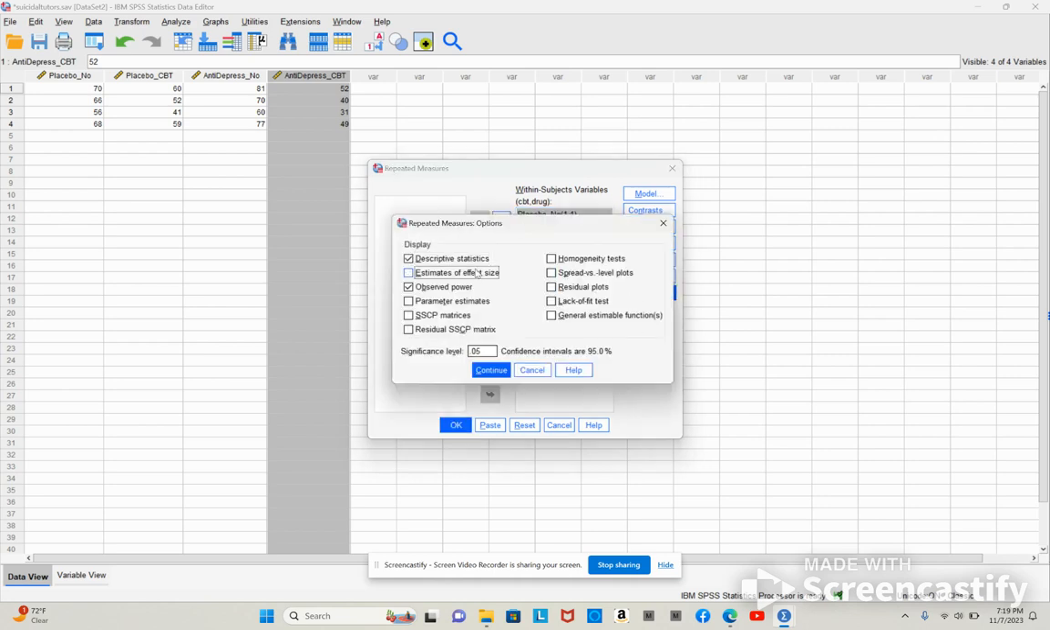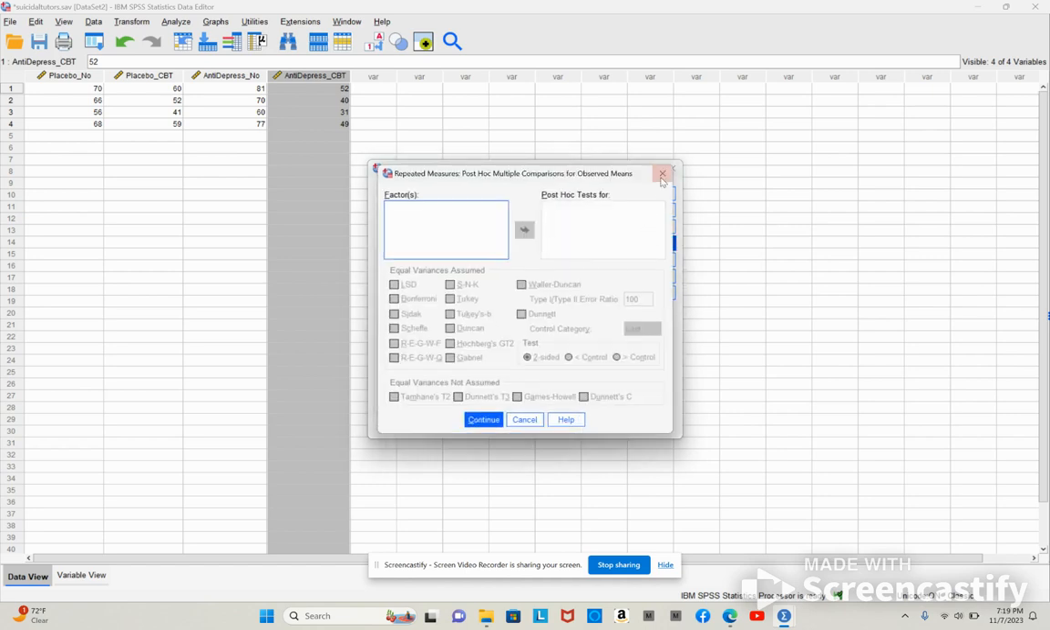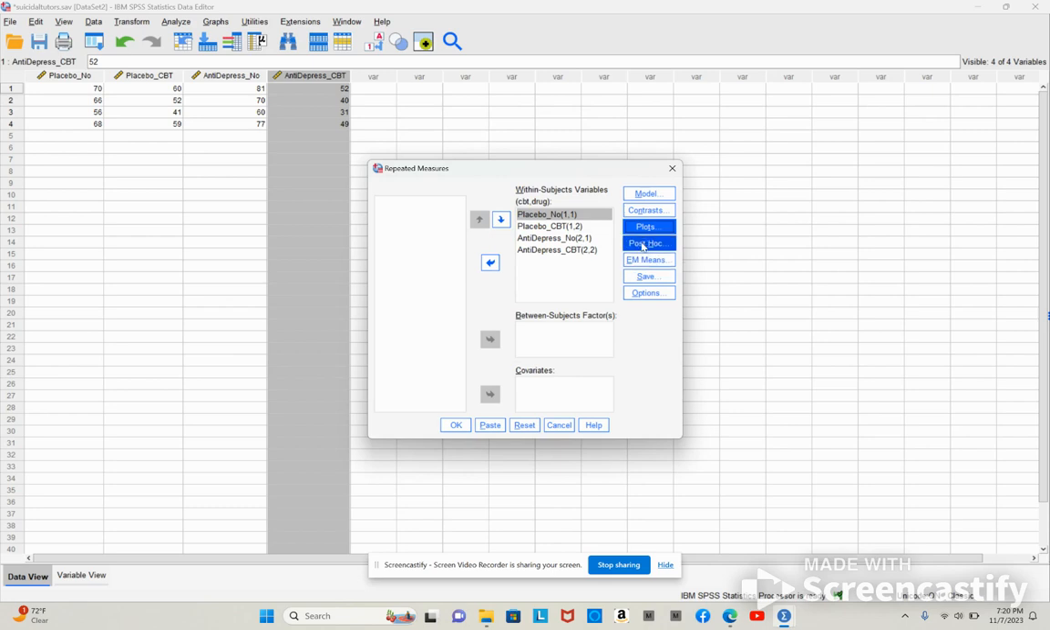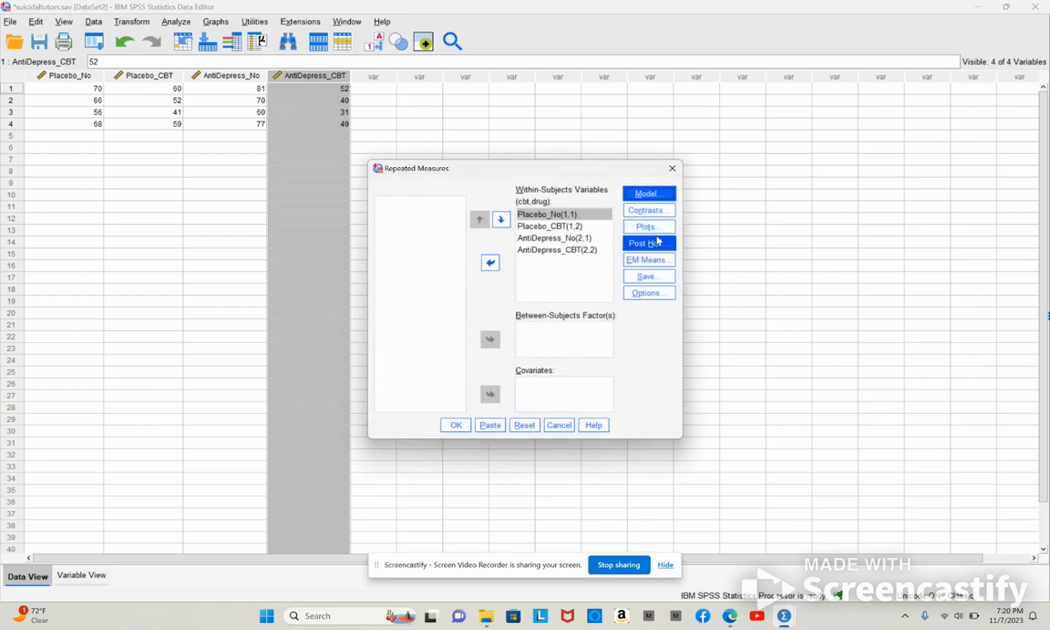Then over to options here. You don't really need effect size, and we don't need to worry about homogeneity since it's repeated measures. And we do want power, however, so we're going to continue with that. Then we do not need a post hoc test because there's only two. Going to make sure to put CBT in horizontal and then drug in separate lines so that we can look at the relationship between the two. Make sure to get a bar chart with included error bars, of course. And for contrast, another remodel.